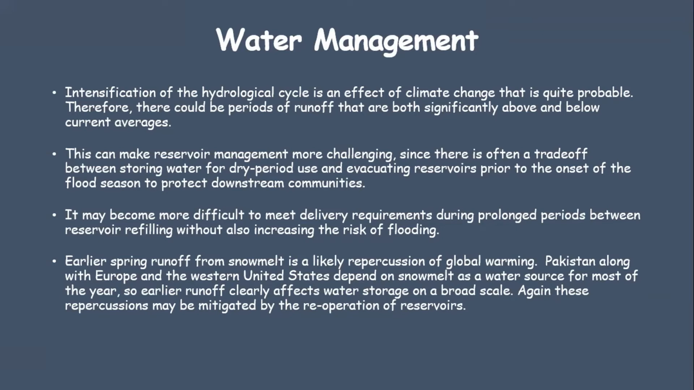As far as Pakistan is concerned, we are facing this type of issue. In early spring, runoff from snowmelt is earlier because the summers are earlier than normal, so we are having earlier spring snowmelt runoff due to global warming. Just like Pakistan, Europe and the Western United States all depend on snowmelt. If the glaciers or snow pack melt earlier than the usual time period, it is more challenging to have water available until the end of the summer season.